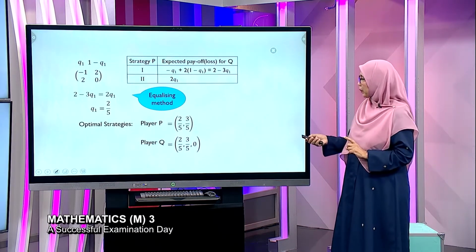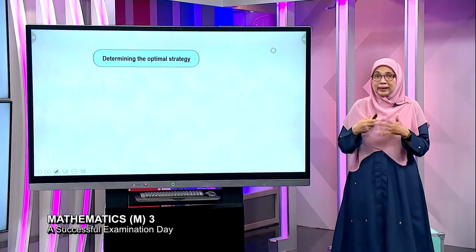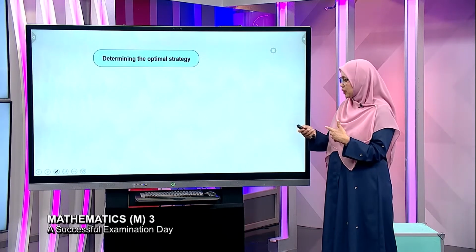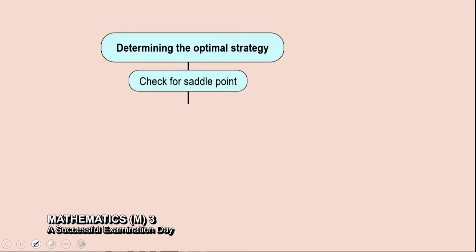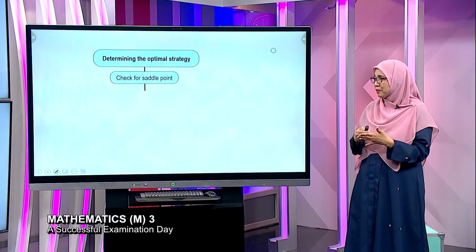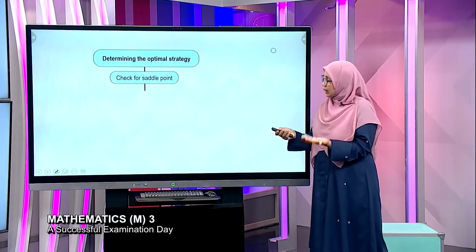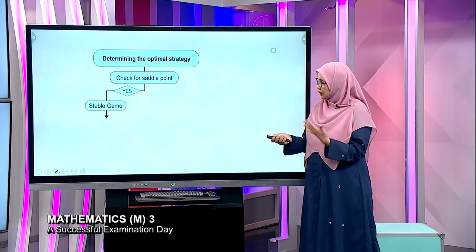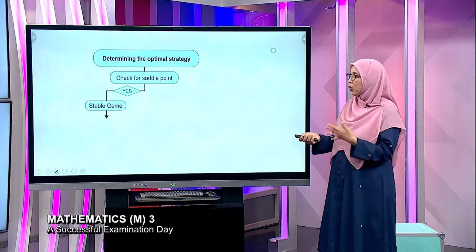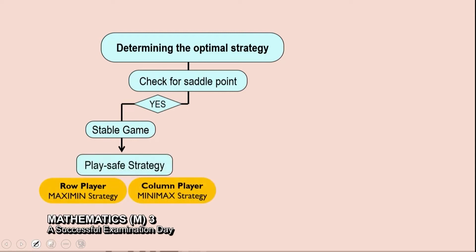Right. So let us conclude how to determine the optimal strategy. First, you need to check whether there is a saddle point. A saddle point means the minimax must be the same as the maximin. So when the saddle point exists, what happens? The game is stable. So when the game is stable, we always play the play safe strategy. That means the row player will always choose the maximin strategy. The column player will choose the minimax strategy.